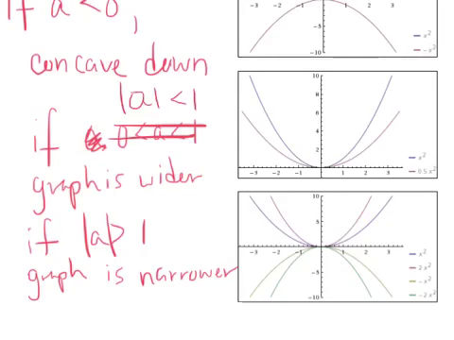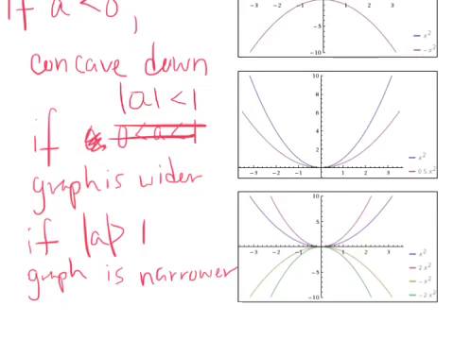The absolute value of A is less than 1, which takes into account not only the positive fractions, but also negative ones. Yeah, so if we had something like negative 1/2, here's what it would look like. I'm going to draw it on the bottom graph.